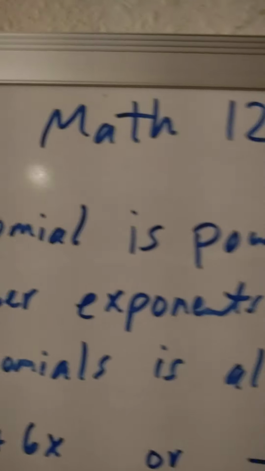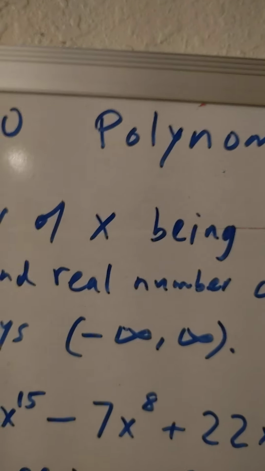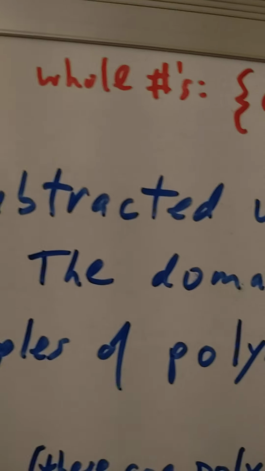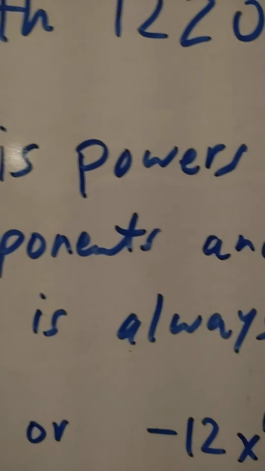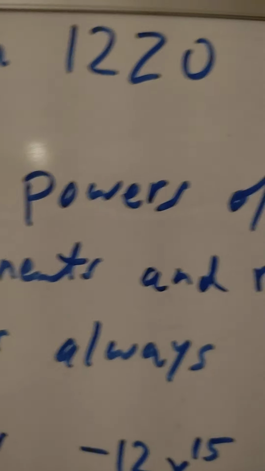So, here's a quick definition. By the way, this is Math 1220, polynomial functions. A polynomial function is powers of x, if that's the variable being used, being added or subtracted with whole number exponents. And what do I mean by whole numbers?